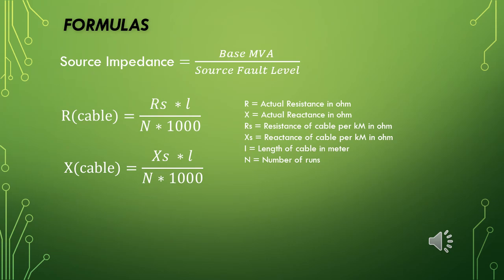Actual resistance equals Rs into L divided by N into 1000. Where R is actual resistance, Rs is resistance of cable per kilometer, L is length of cable in meter and N is number of runs. The same formula applies to reactance, you just need to replace Rs with XS. The values for Rs and XS can be found in the cable data sheets.